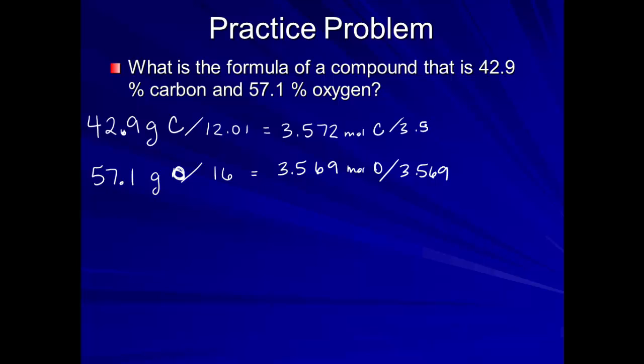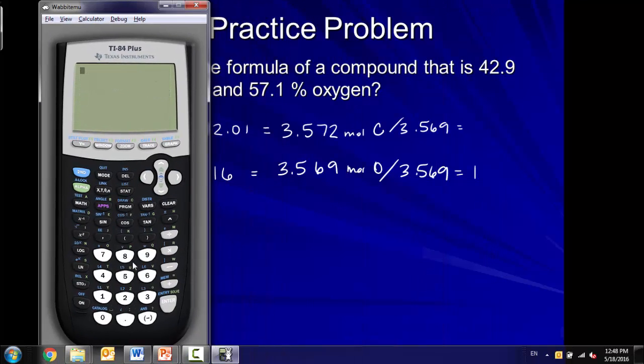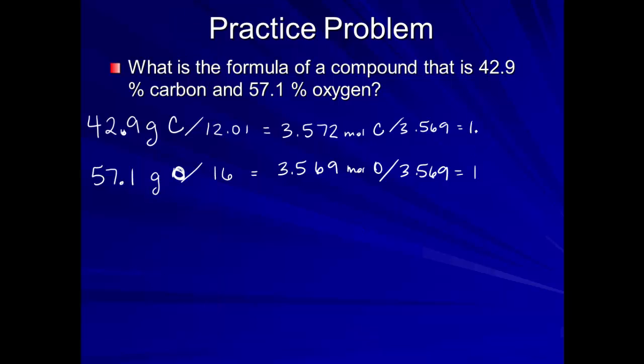Divide them both by the same thing. So the bottom one, of course, equals exactly 1. The top number, you can probably guess what's going to happen, but for those of you who need to see it, we take our 3.572 divided by 3.569. So think ahead, what's going to happen? It's pretty much 1, okay? 1.000, close enough, okay? So that is your carbon and that is your oxygen.